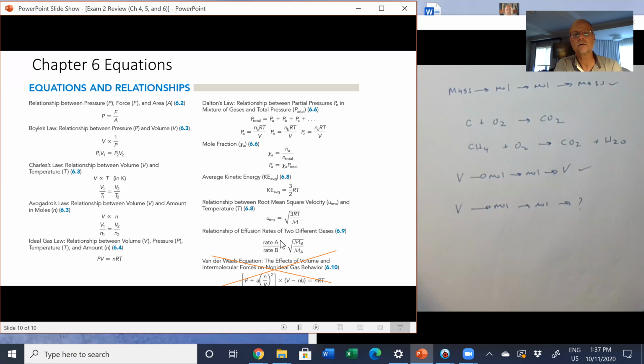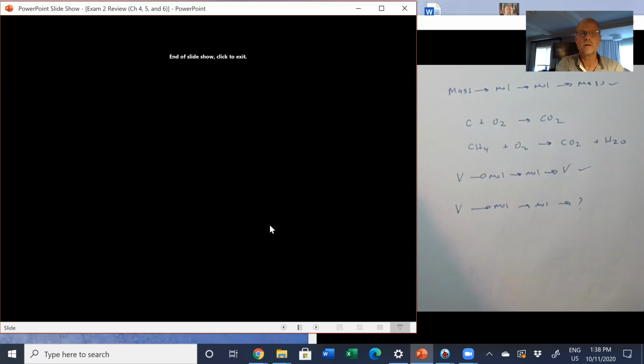And then lastly, Graham's law of diffusion, rate A over rate B is equal to the square root of molar mass B over molar mass A. Remember, if these are times instead of rates, then the proportionality is direct instead of inversely proportional, okay? All right, and that's it. That's all the material that'll be on the exam.